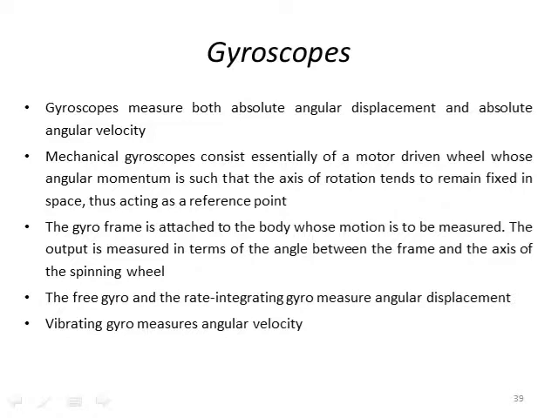They consist of a motor-driven wheel whose angular momentum is such that the axis of rotation tends to remain fixed, thus acting as a particular reference point. So basically you have something that's spinning, that's fixed, and then we have a frame, and the frame is attached to the body whose motion is to be measured. So think of a bicycle wheel.